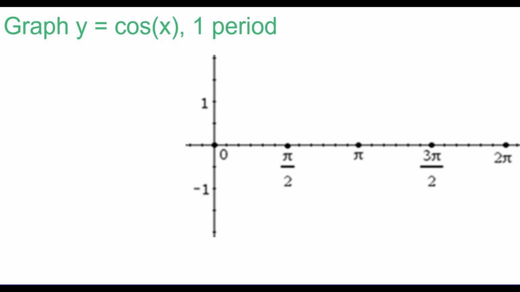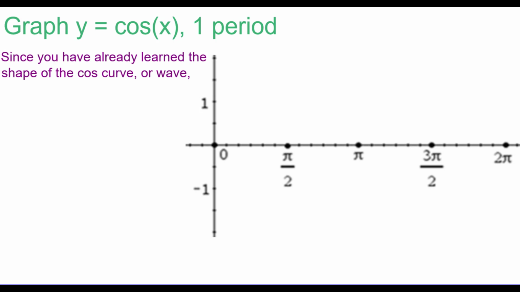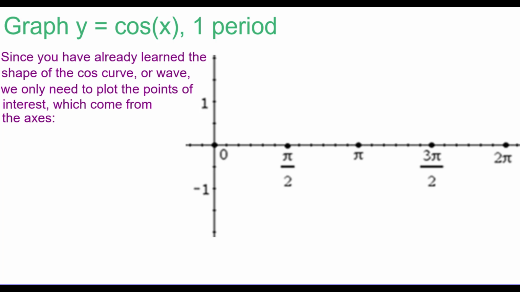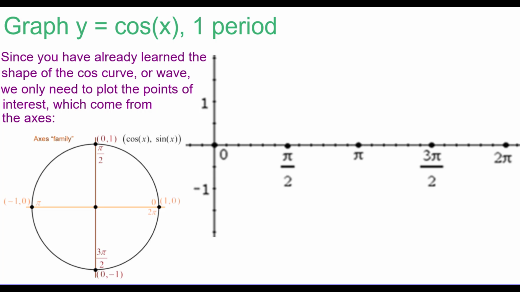Graph y equals the cosine of x, one period. Since you have already learned the shape of the cosine curve or wave, we only need to plot the points of interest, which come from the axes, from here. And recall that the cosine is the first coordinate of the point.